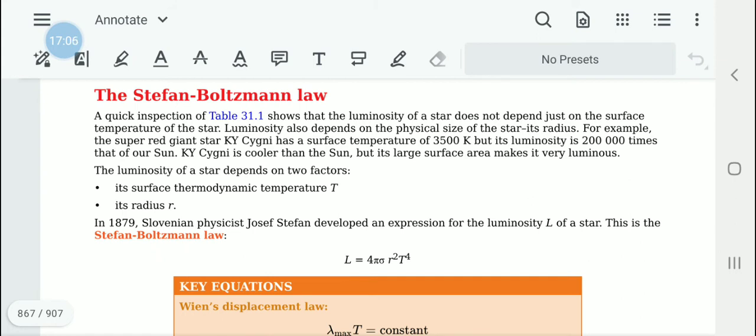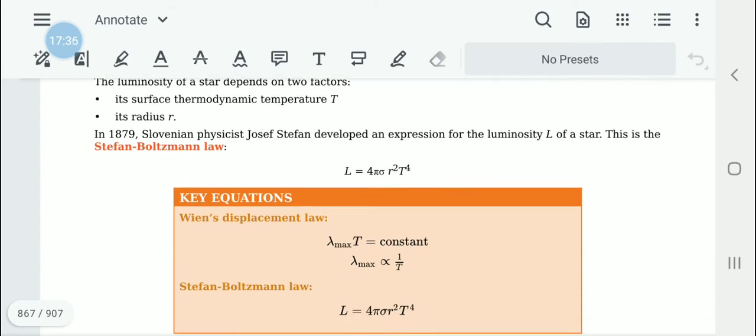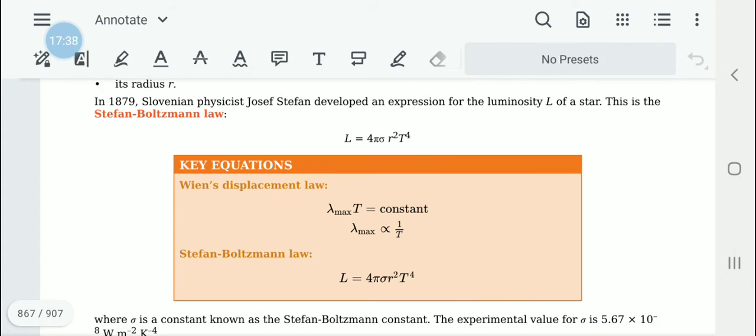So that means its large surface area would make it very luminous. So there are two factors that would define the luminosity of a star. Its surface thermodynamic temperature, of course the temperature would have an effect, but there is another effect by the radius as well. So this was developed by Joseph Stefan, which he used to define another expression for the luminosity L of a star. This is called Stefan Boltzmann law.